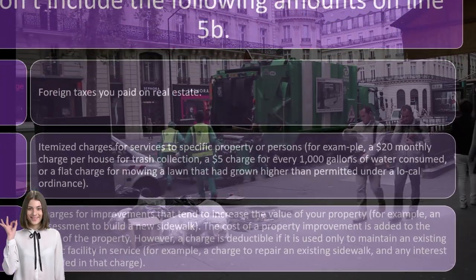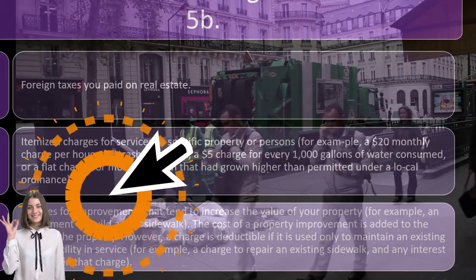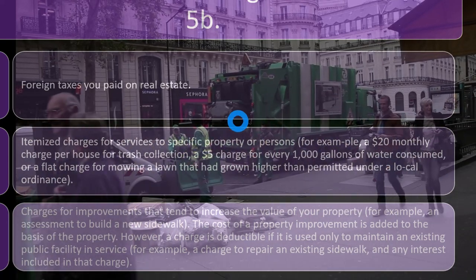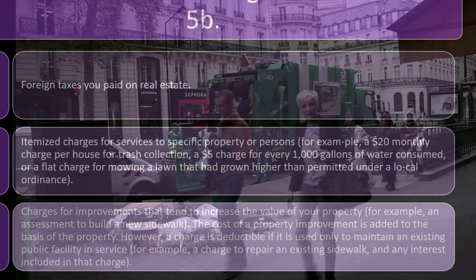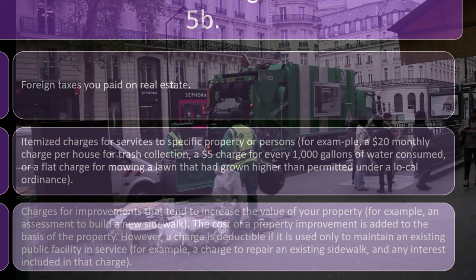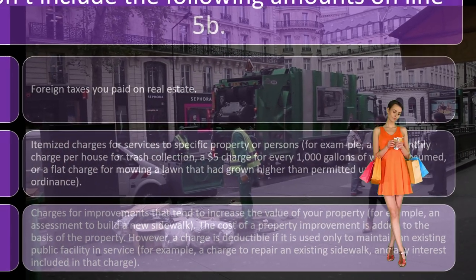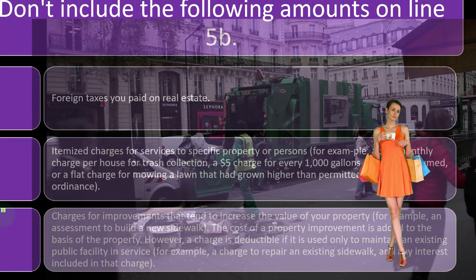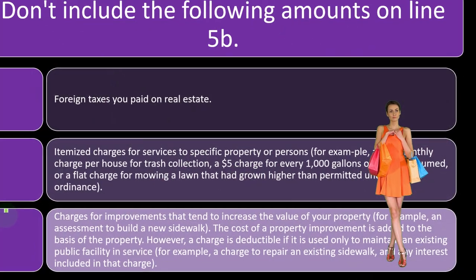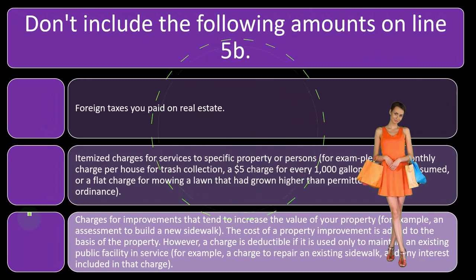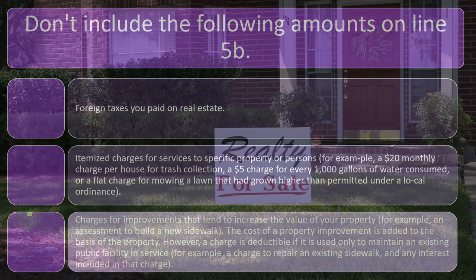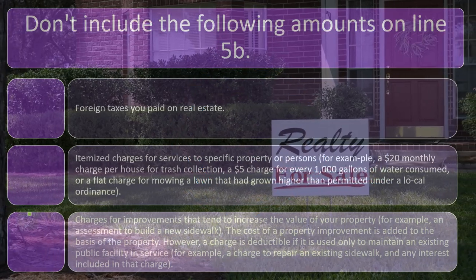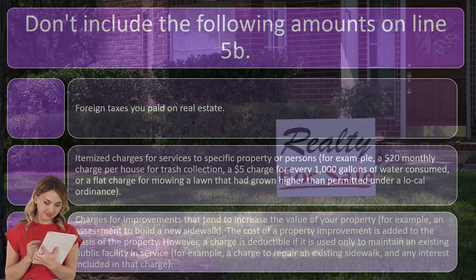Also excluded are charges for improvements that tend to increase the value of your property, for example, an assessment to build a new sidewalk. If you're paying for an assessment to build a sidewalk, you're probably paying for an improvement to the home, not being taxed. The cost of property improvement is added to the basis of the property, meaning you're increasing the value of the home, so when you sell it, you'll have less of a gain. That's when you might have a tax benefit, although the home would most likely be exempt for a large portion of the gain anyway, so it might not be all that beneficial to you.